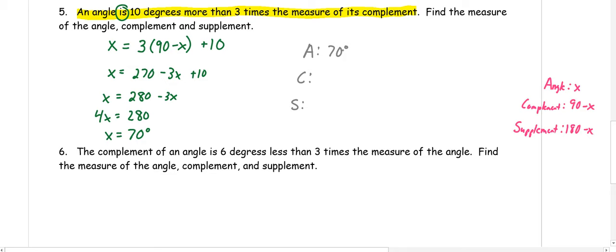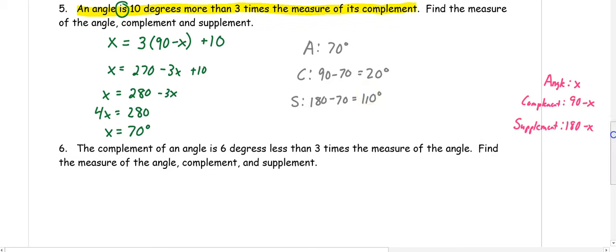The complement is 90 minus the angle. So 90 minus 70 is 20 degrees. And the supplement is 180 minus the angle, which is 110 degrees. So let's look at one more example using the same idea.